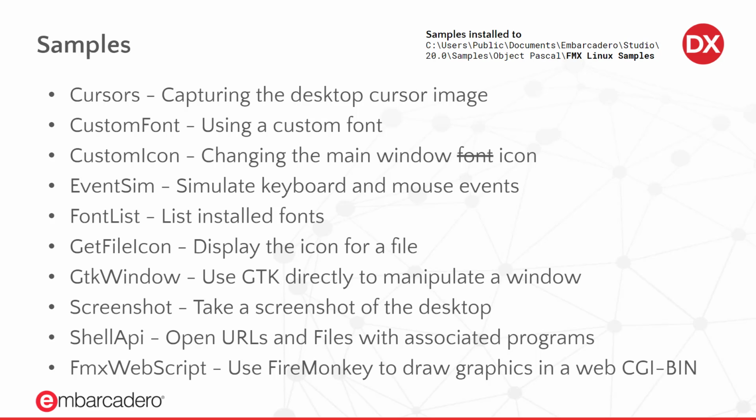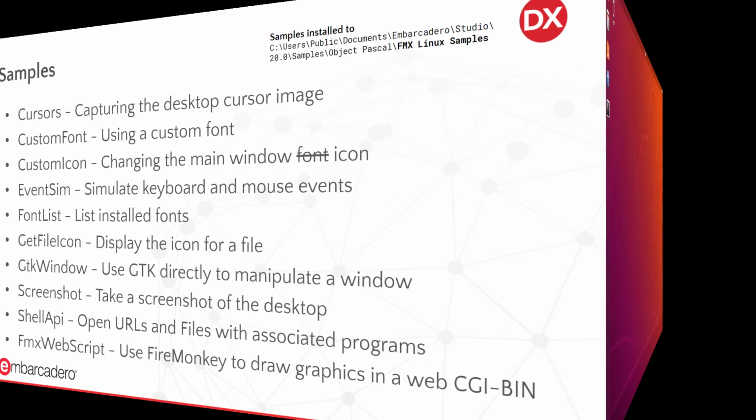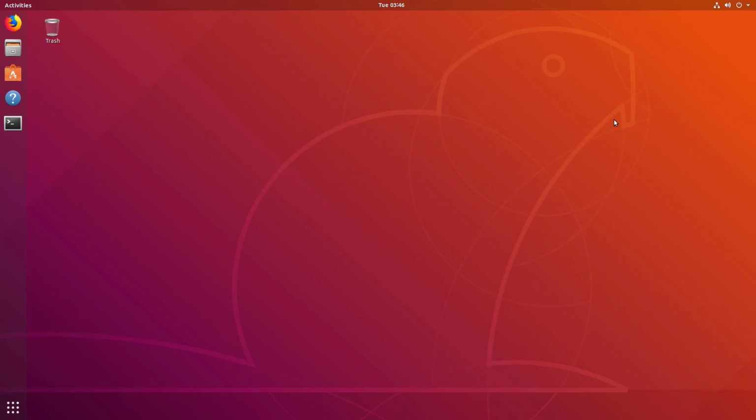GtWindow shows you how to use GTK to directly manipulate windows. It changes the caption. Screenshot lets you take a screenshot of the desktop. Shell API uses the Shell API to open URLs and files with associated programs. And FMX Web Script shows you how to use FireMonkey to draw graphics in a web CGI bin. It's different than Broadway in that it's not displaying the entire application's UI. Instead, you're using FireMonkey to create graphics that are delivered through a standard CGI. So I wanted to run through some of the samples here, just to show you them in action.